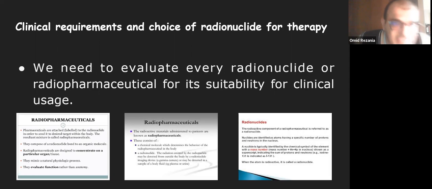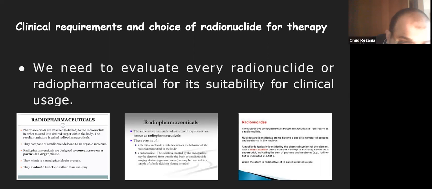Guys, I'm reading these slides from left to right, and I have to say there is lots of knowledge in there. Pharmaceuticals are attached to the radionuclides in order to send them to the desired target within the body. The resultant mixture is called radio-pharmaceuticals. That's right.